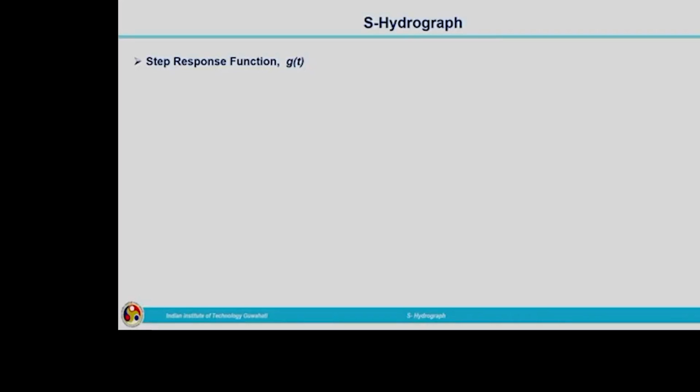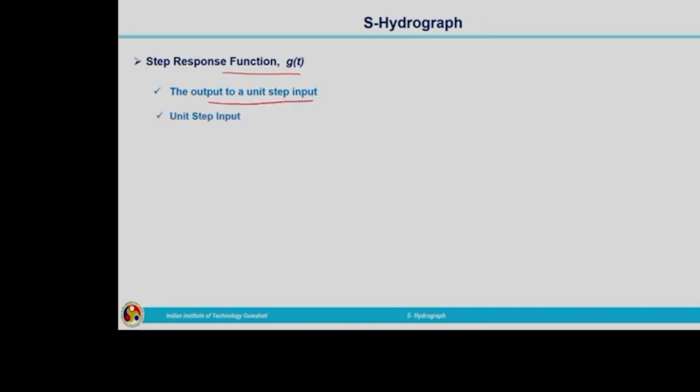Today let us move on to the concept of the S-Hydrograph. It is the response of a catchment or a linear system when it is experiencing a step input. So, let us revisit step input and step response function, which we discussed during the explanation of linear system theory regarding different types of inputs and response functions. We know the step response function, represented by g of t, is the output to a unit step input.